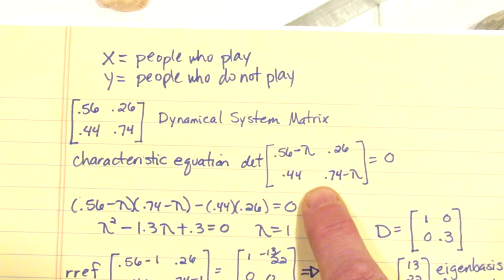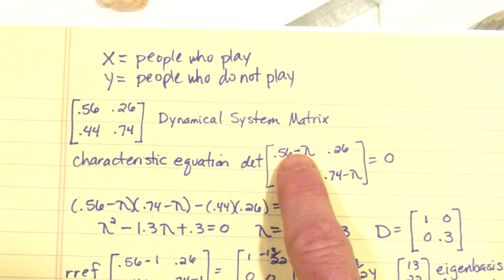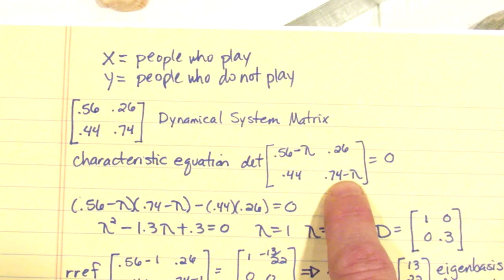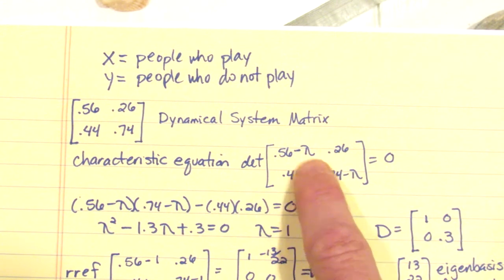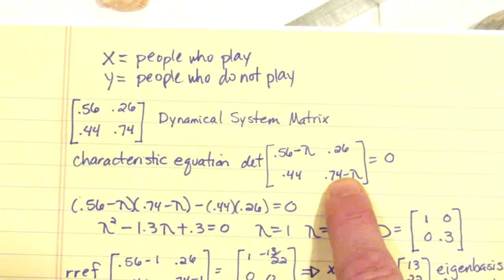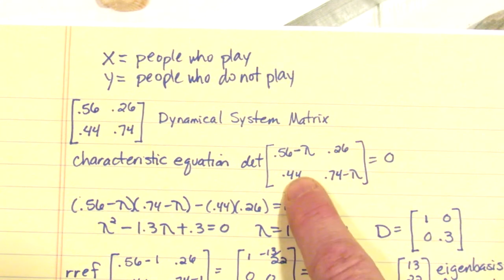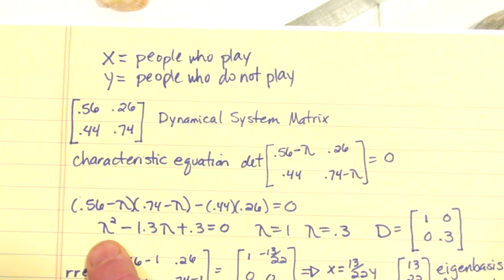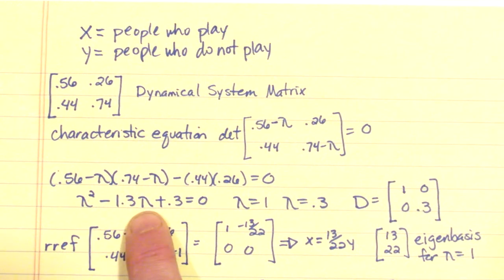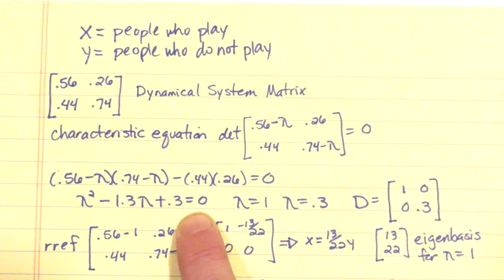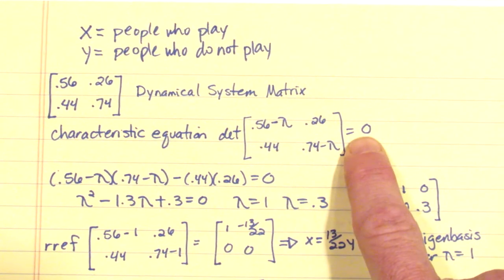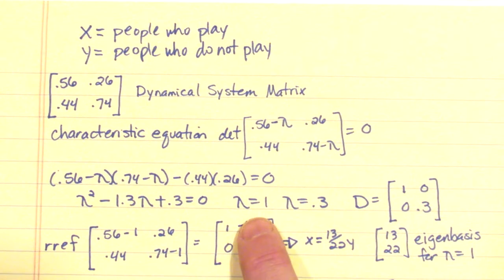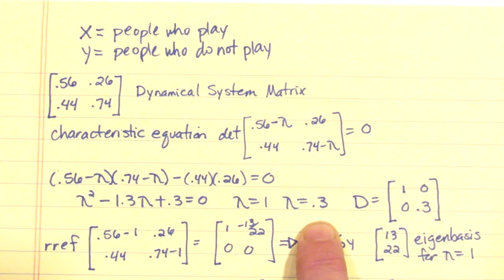So for a 2x2, the determinant is the difference between the cross products. So I multiply these two binomials and then I subtract those two decimals. And if I clean it up, I get lambda squared minus 1.3 lambda plus 0.3, again, equals 0. That's from setting the determinant equation equal to 0. And if you solve that, the two zeros are 1 and 0.3.